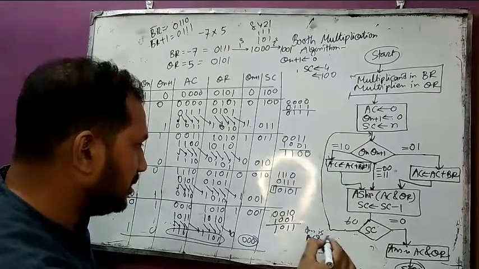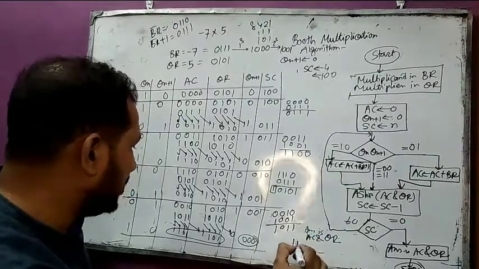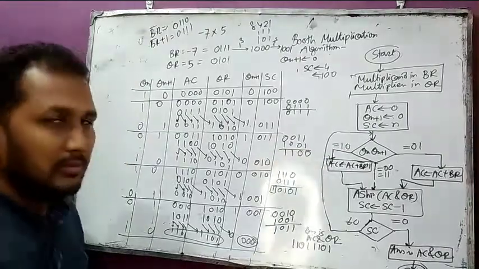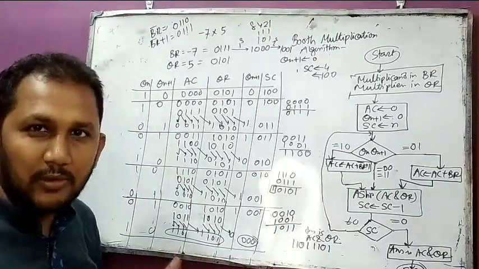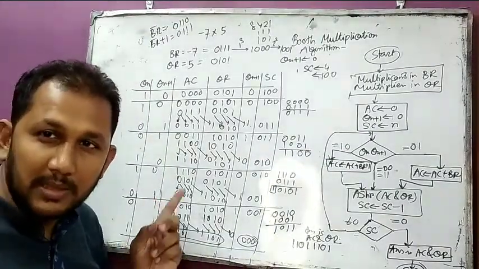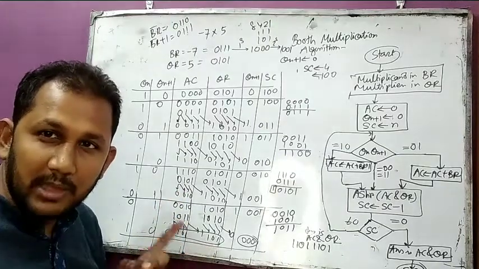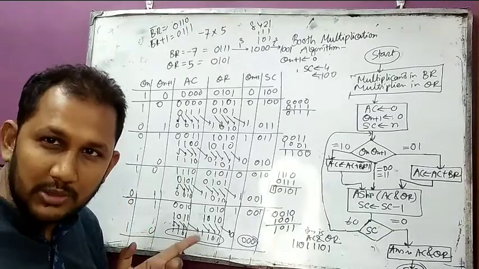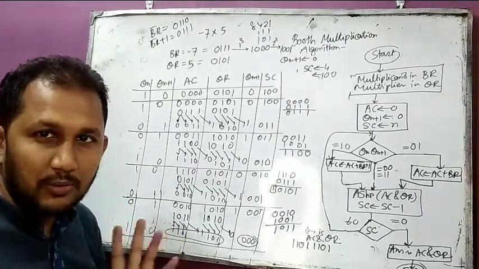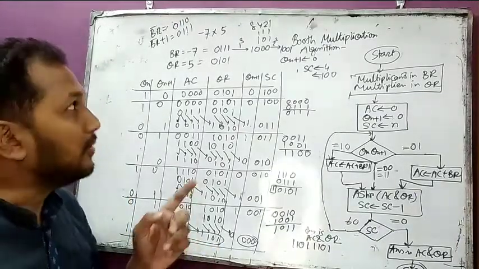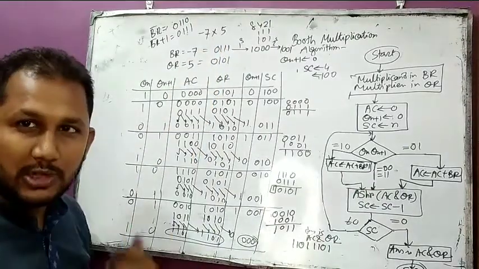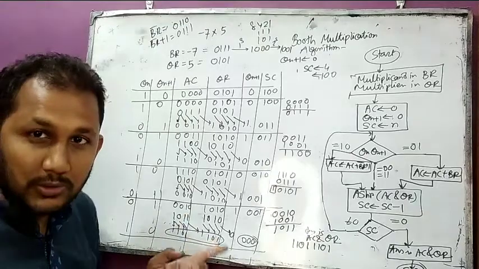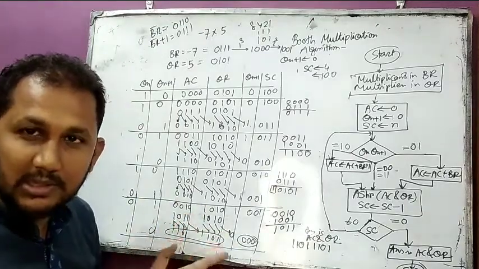AC and QR is the answer, that is equal to 1 1 0 1 1 1 0 1. Now we have to check whether the answer is negative or not. If one given number is negative and another is positive, then the answer should be negative, and we have to perform 2's complement. If both numbers are positive or both are negative, then no need to perform 2's complement. Here one number is -7, and another is positive, that is plus 5. So we have to perform the 2's complement of the answer, because the answer is negative.